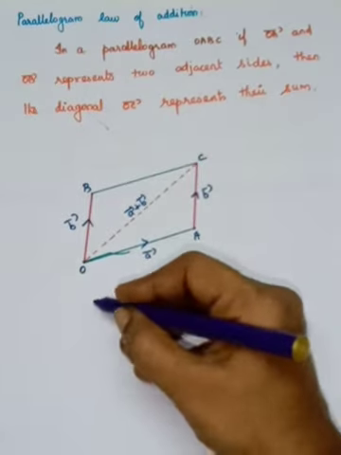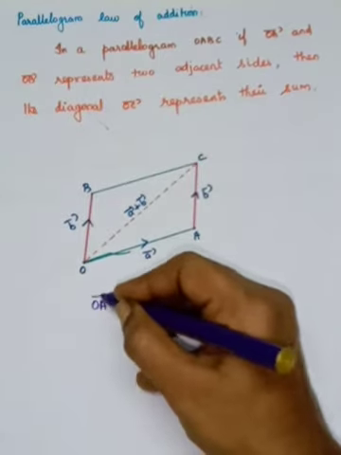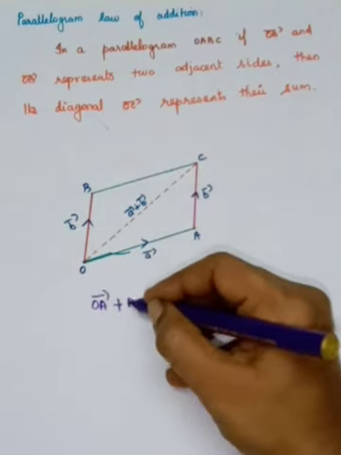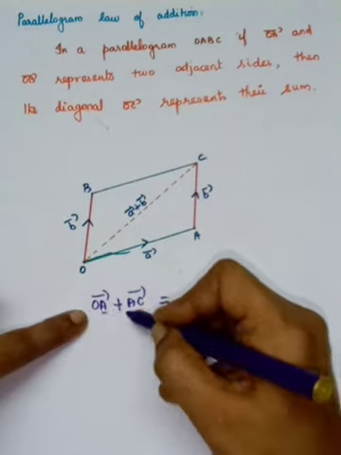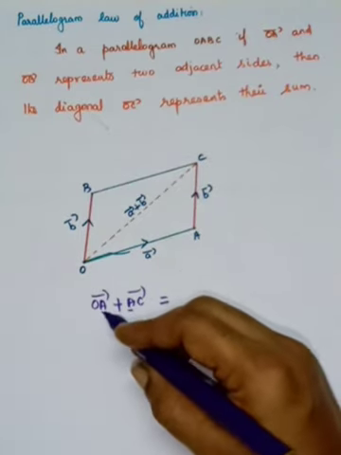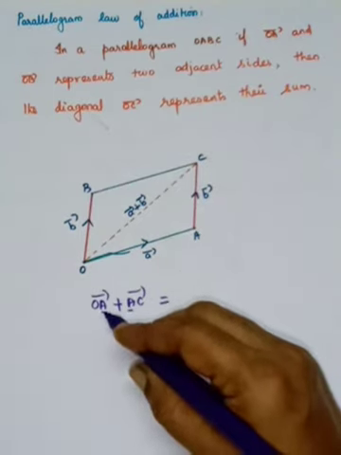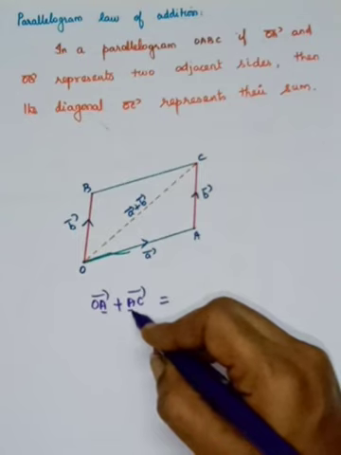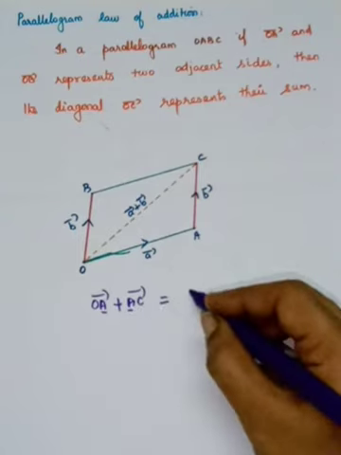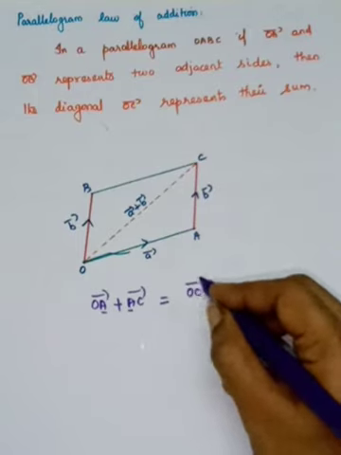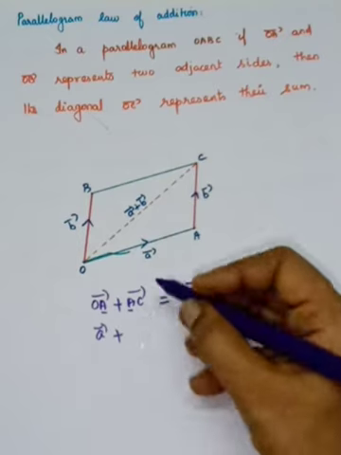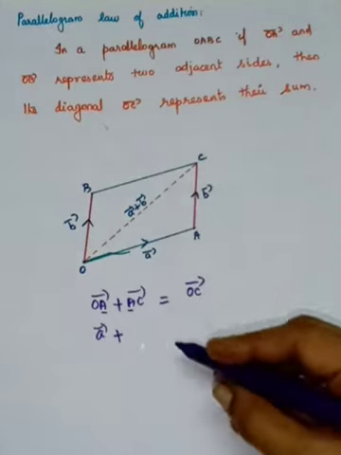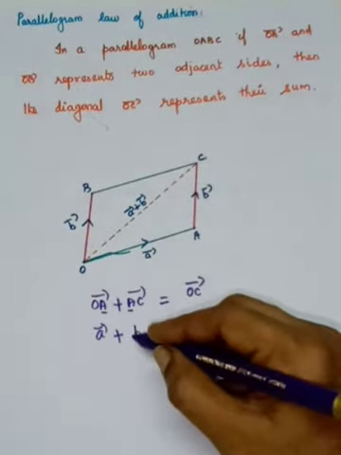Now add OA vector plus AC vector. The terminal point of the first vector coincides with the initial point of the second vector, so what is the resultant? OC vector. OA vector is A vector, and AC vector is equal to OB vector, so it is B vector.